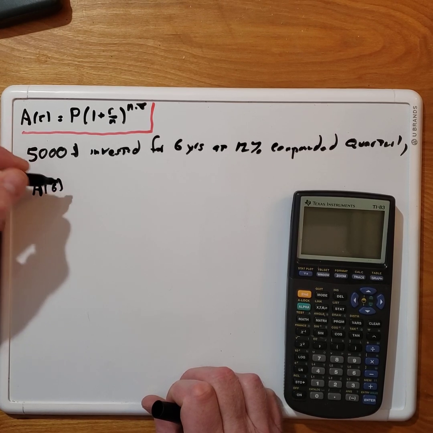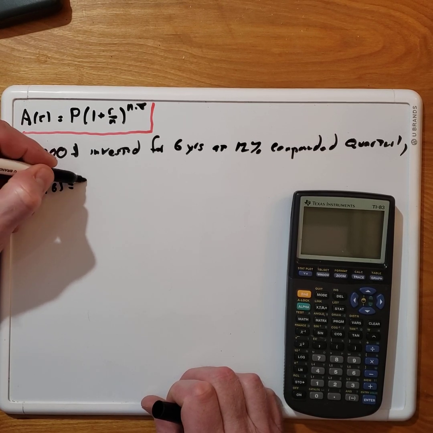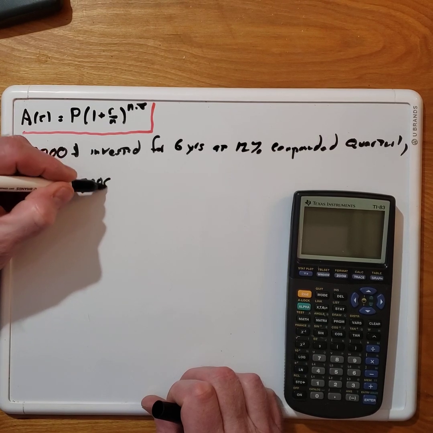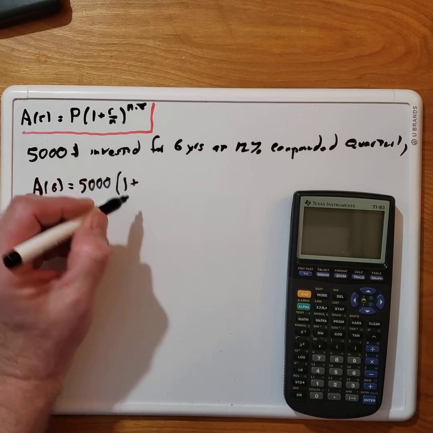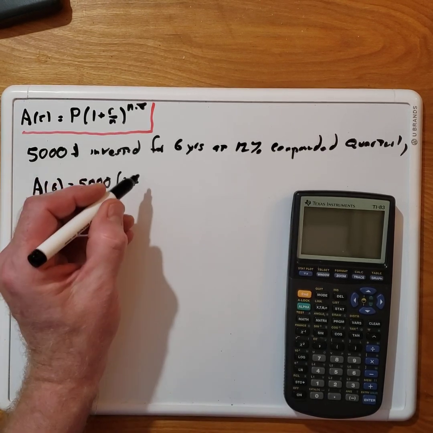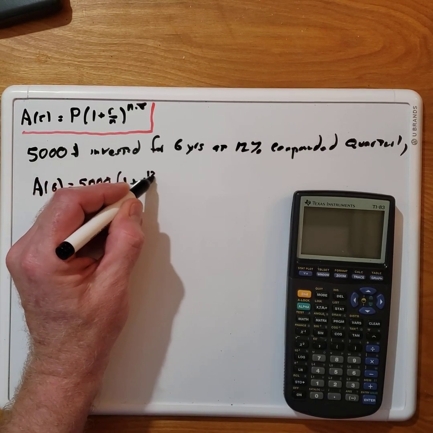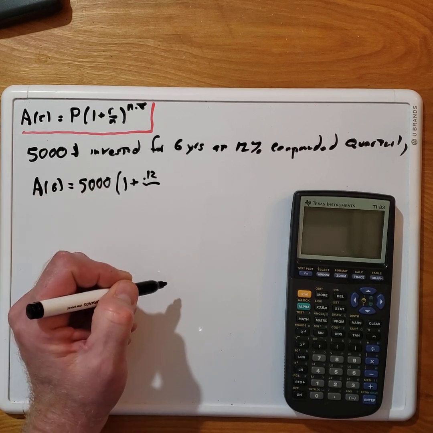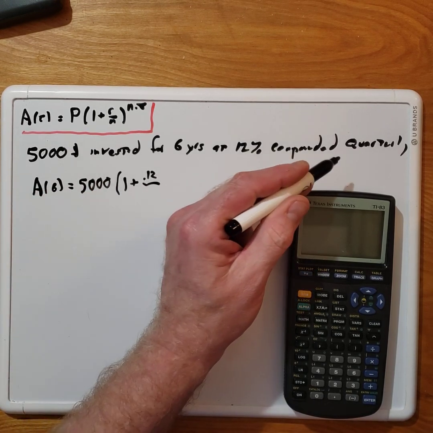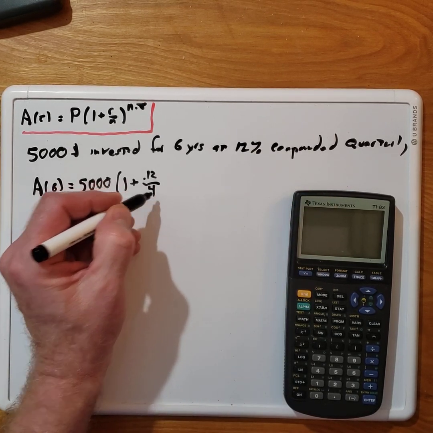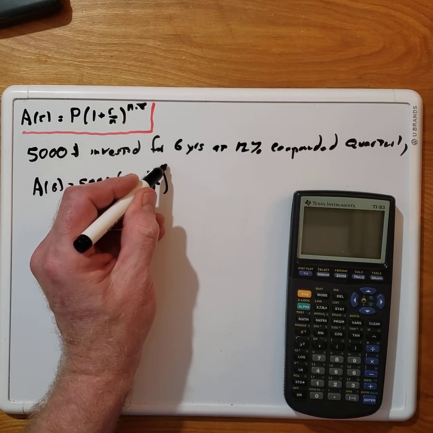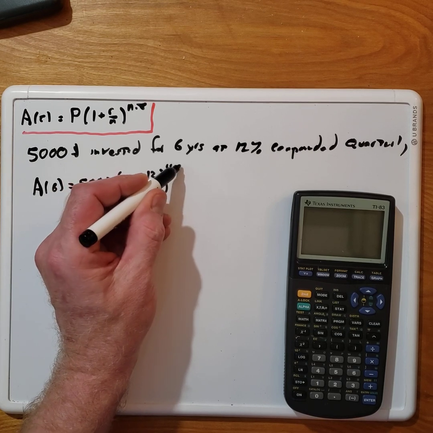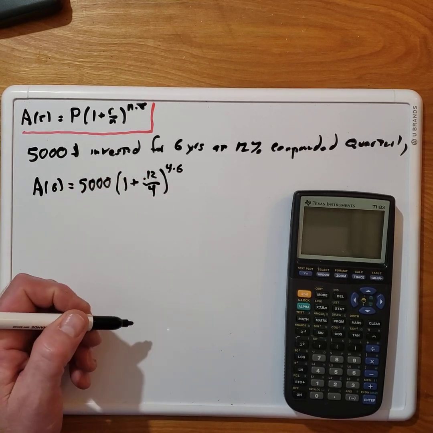6 years is going to be our principal. That's how much is invested. So 5,000 times 1 plus the rate's 12%, so 0.12 divided by the number of times per year. Quarterly means 4 times a year. And then our exponent is going to be that same 4 times a year for 6 years.